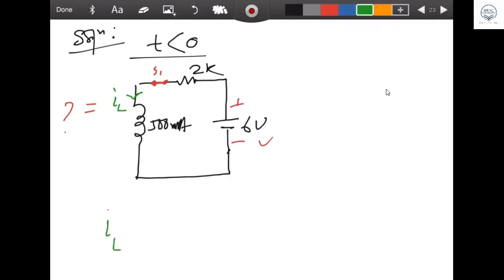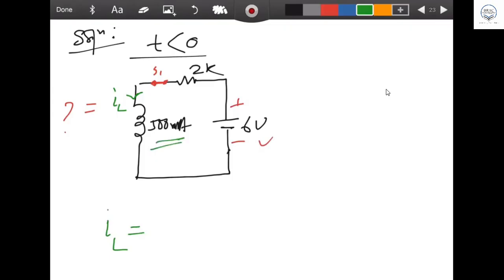Can anybody tell me what will be the IL current here? 3 milliampere. How did you get it? Sir, 6 volt by 2K. 6 volt by 2K. What about the 500 millihenry? Sir, it will be short circuited.